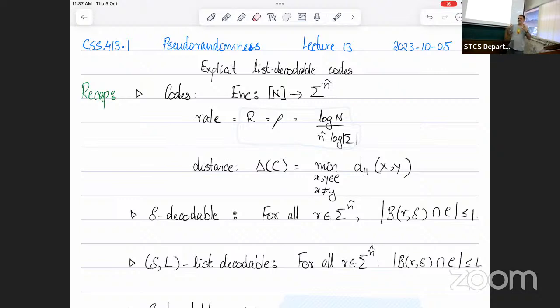I mean, of course, I'm just making a vague qualitative statement. A formal version would be to fix the radius delta and the list size L, and then say that a code is (delta, L) list decodable if any ball of radius delta centered around any point contains no more than L code words.